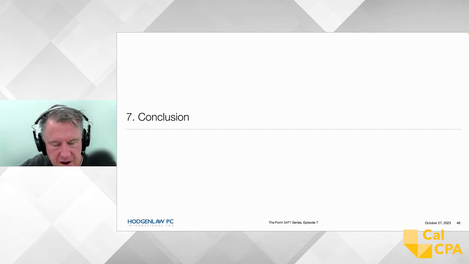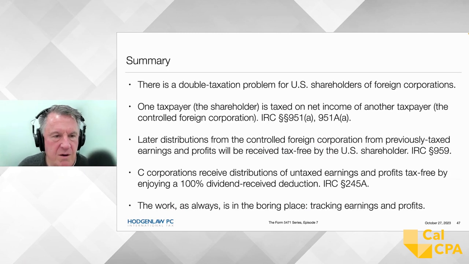So this is how the game works for distributions. You're going to be playing in Section 959 land for previously taxed earnings and profits of the CFC. You're going to be playing, at least for C corporations, with the dividend received deduction under Section 245(a). And as usual, it's always in the boring accounting stuff and tracking E&P and doing all of that stuff that you have all your glory.